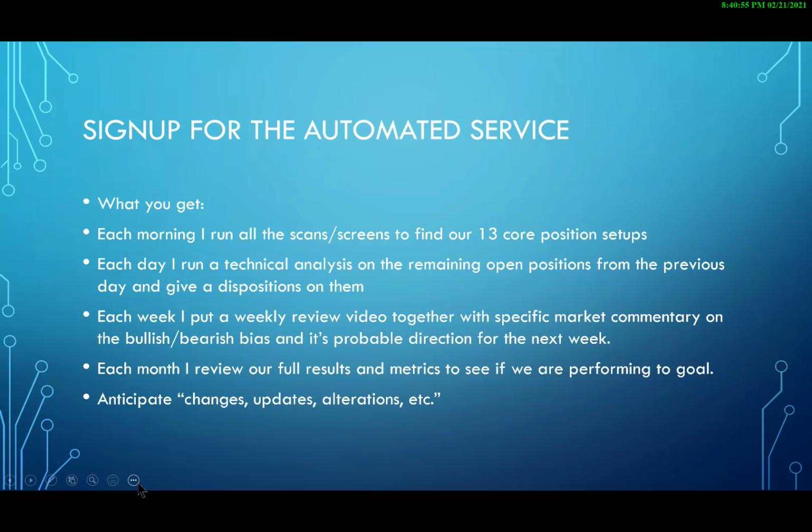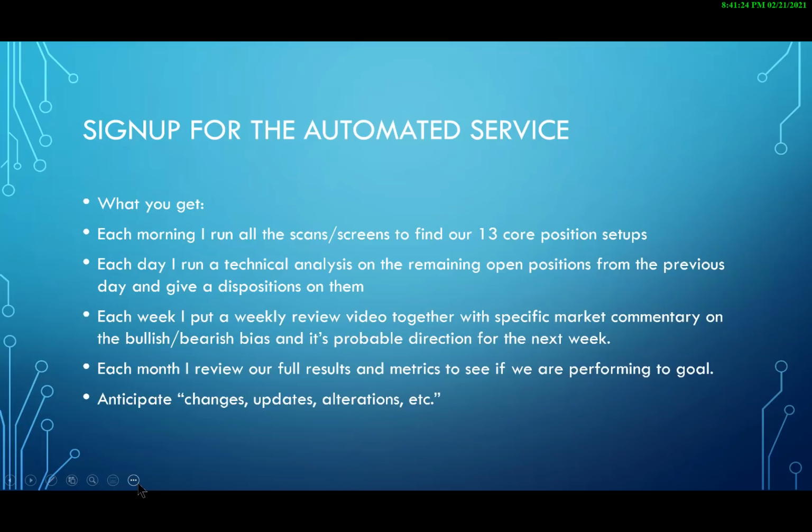Now, if you want to sign up for the automated system, and again, guys, everything that we do, I've just given to you. I've given away the secret sauce, so there's nothing in this program that I haven't just laid out for you. So if you want to do it on your own, that's absolutely fine. But if you do want to sign up for the automated system, here's what you're going to get every morning. I'm going to run all the scans and screens to find those 13 core position setups. That takes a lot of work.